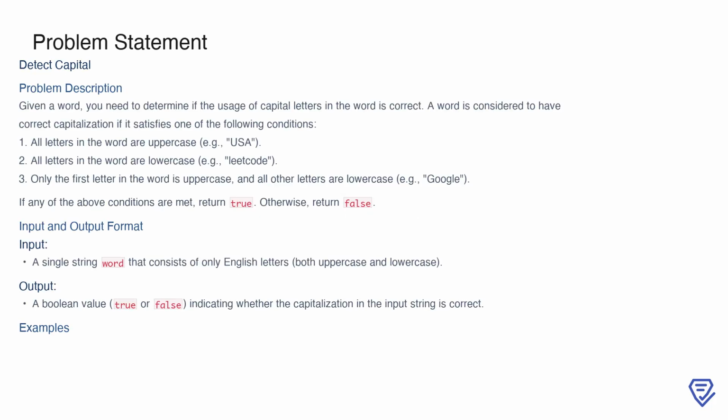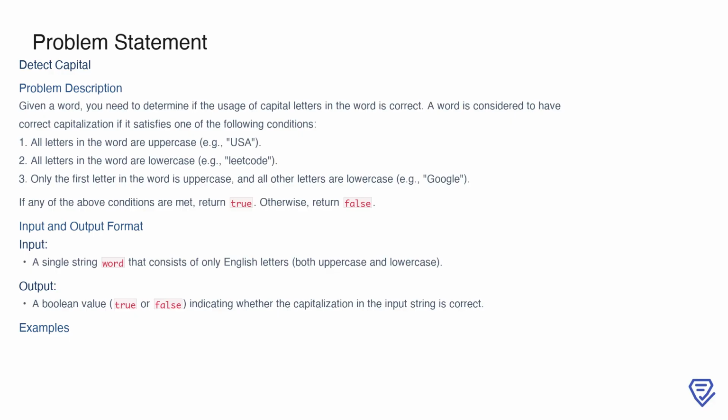Let's dive in. In this problem, we are tasked with determining whether the capitalization of a given word is correct based on specific rules. A word is considered to have correct capitalization if it satisfies one of three conditions. First, all the letters in the word must be uppercase, like in the example USA. Second, all the letters must be lowercase, such as in the word leetcode. Third, only the first letter of the word is uppercase, while the rest are lowercase, as in Google. If any of these conditions are met, we return true, and if none of them are satisfied, we return false.